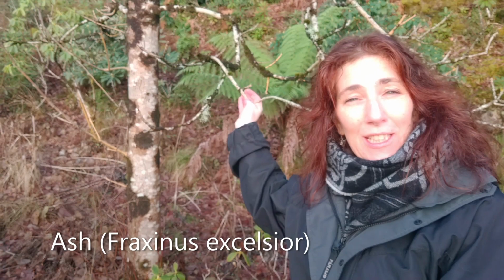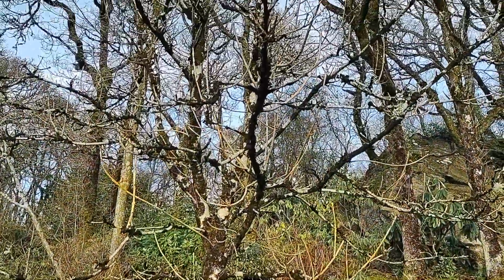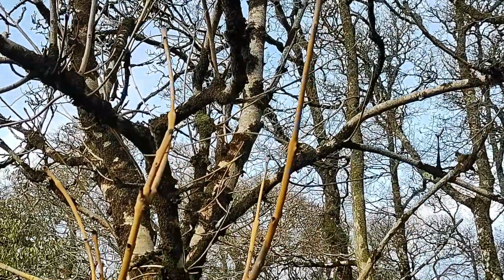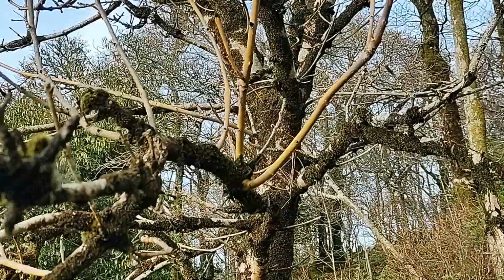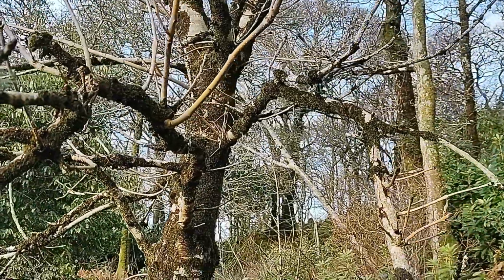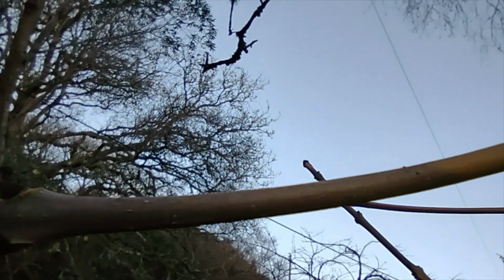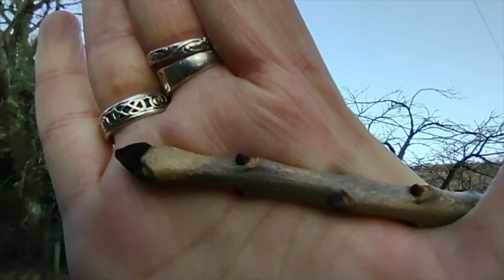This tree here is ash, Fraxinus excelsior. Sadly, the ash trees are dying off, they're diseased, and it's just killing them off, and there's nothing we can do about it. Ash have very distinctive black buds with stout twigs that turn up at the ends. The terminal buds are much larger than the lateral buds, which are arranged opposite each other.